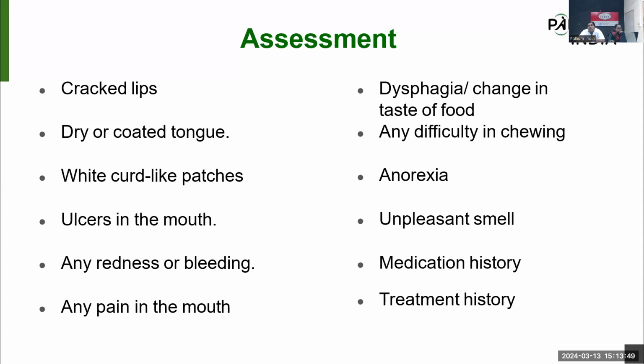So first, you have to monitor the oral cavity. Properly inspect the oral cavity. If any particular finding is there, you have to mention it in a proper manner.